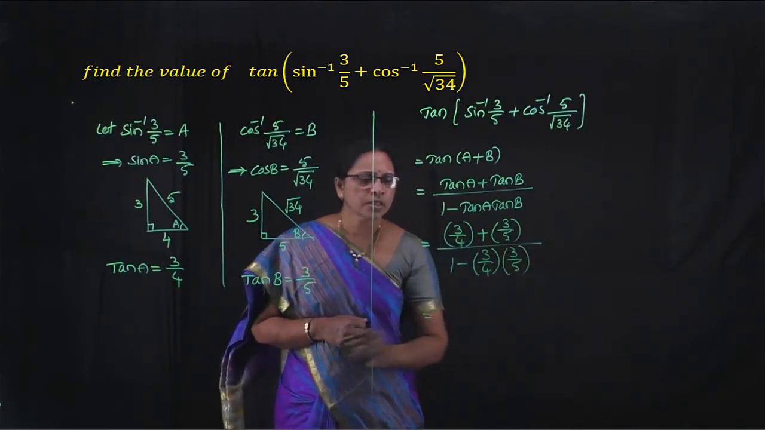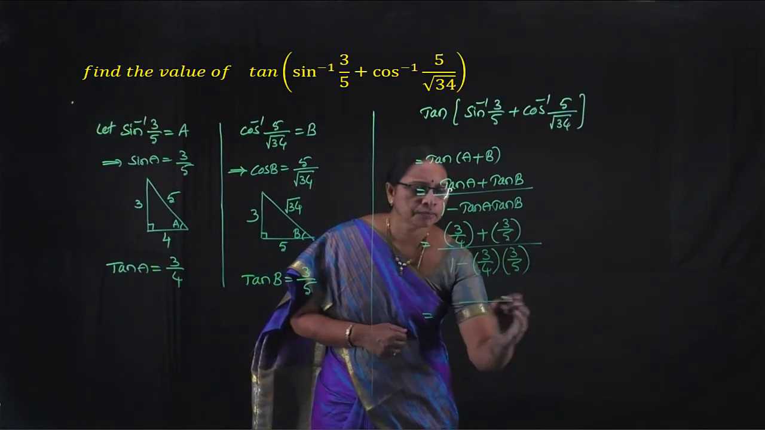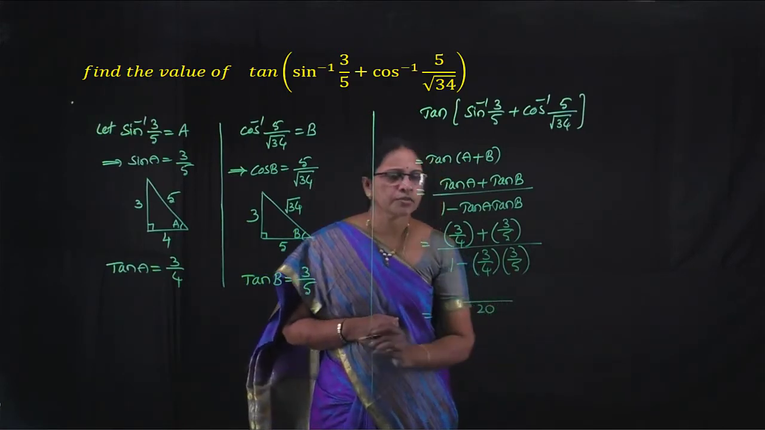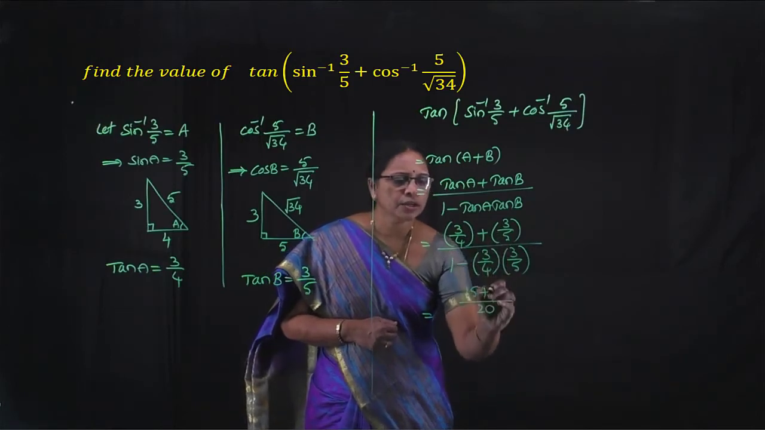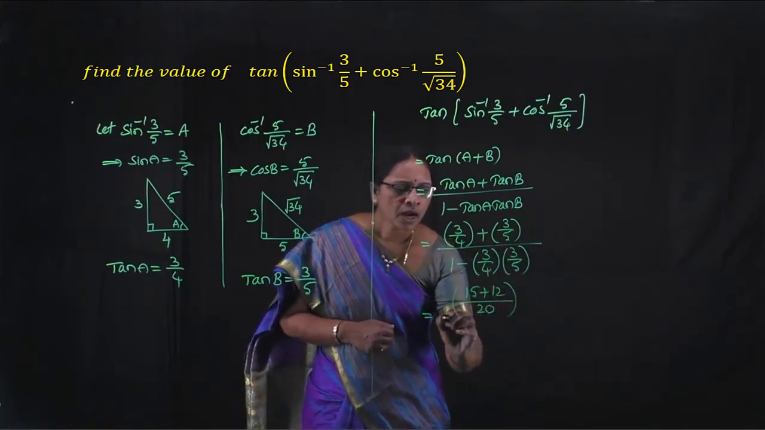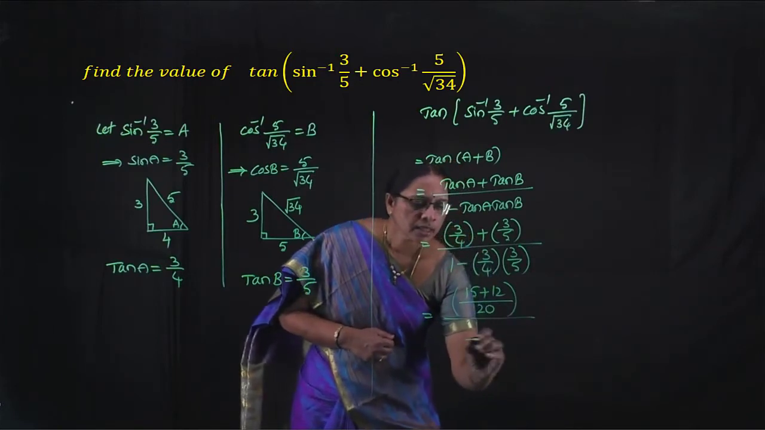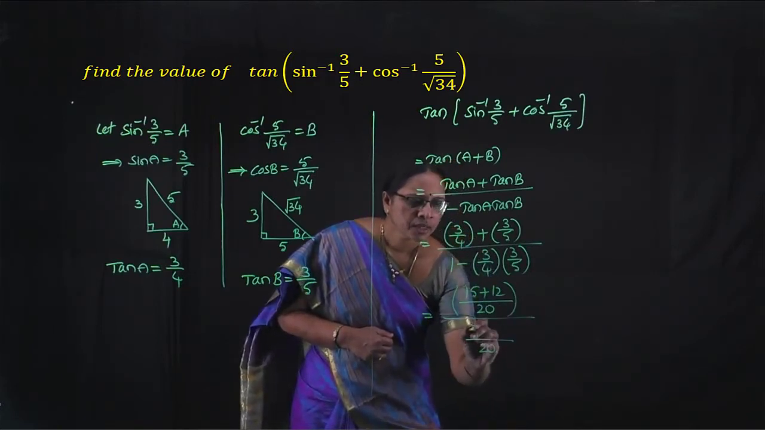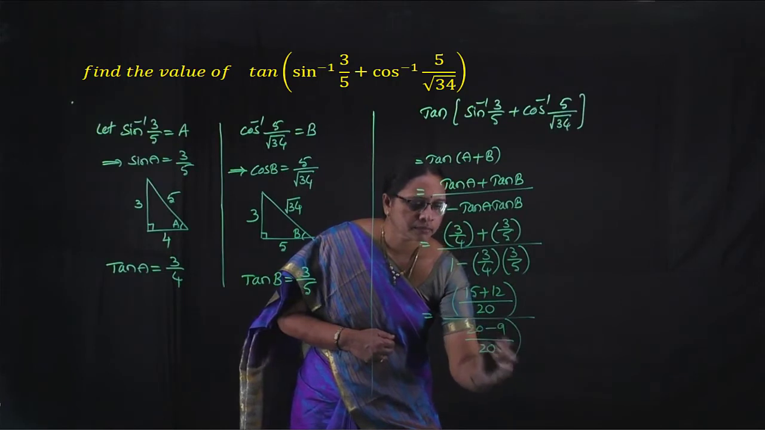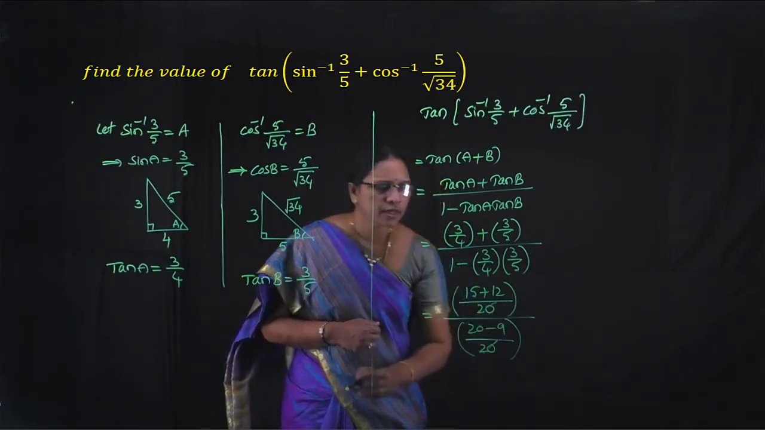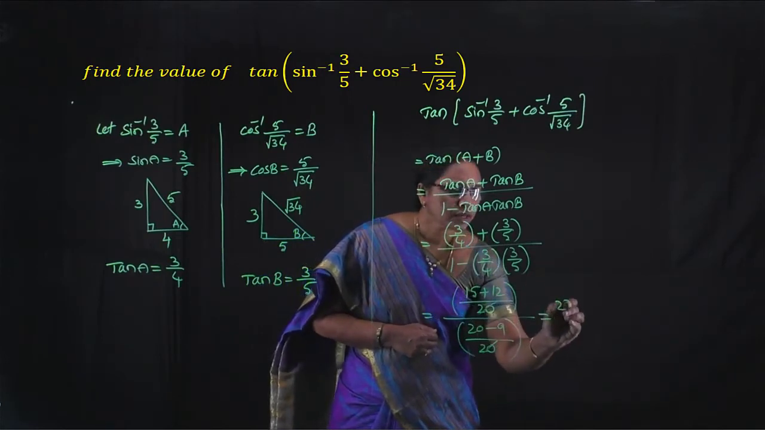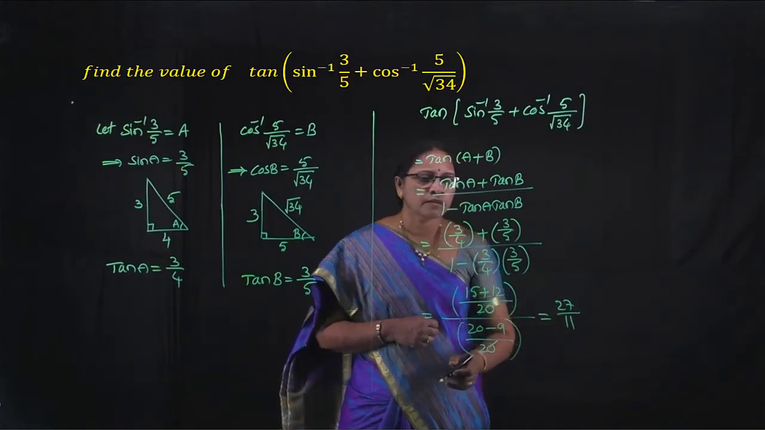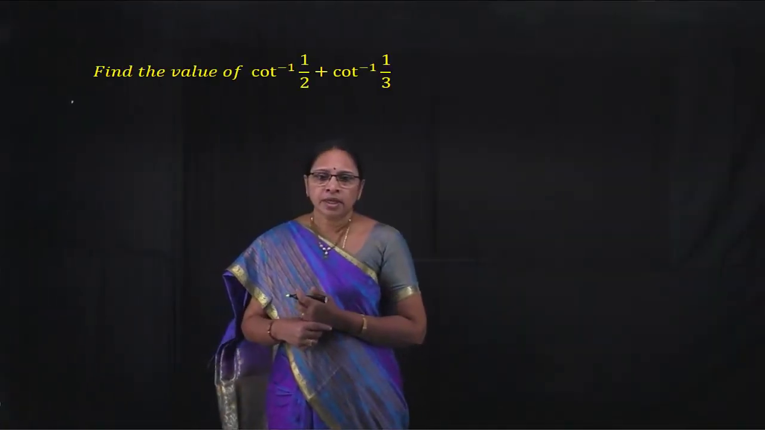Take LCMs in the numerator and denominator. LCM in the numerator is 20: 3 into 5, 15, plus 3 into 4, 12. And in the denominator, LCM is 20: here 20 minus 9. The 20s get cancelled. That equals 15 plus 12, 27, by 20 minus 9, that is 11. So 27 by 11.